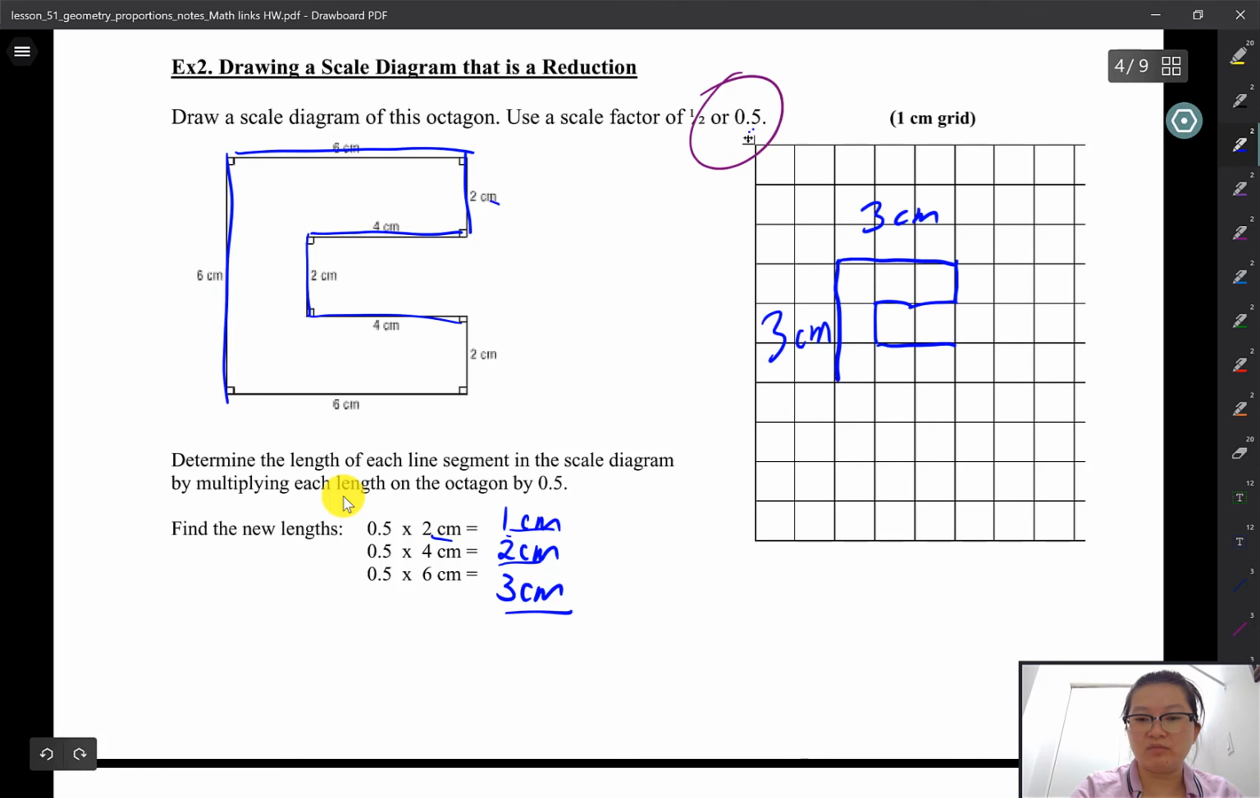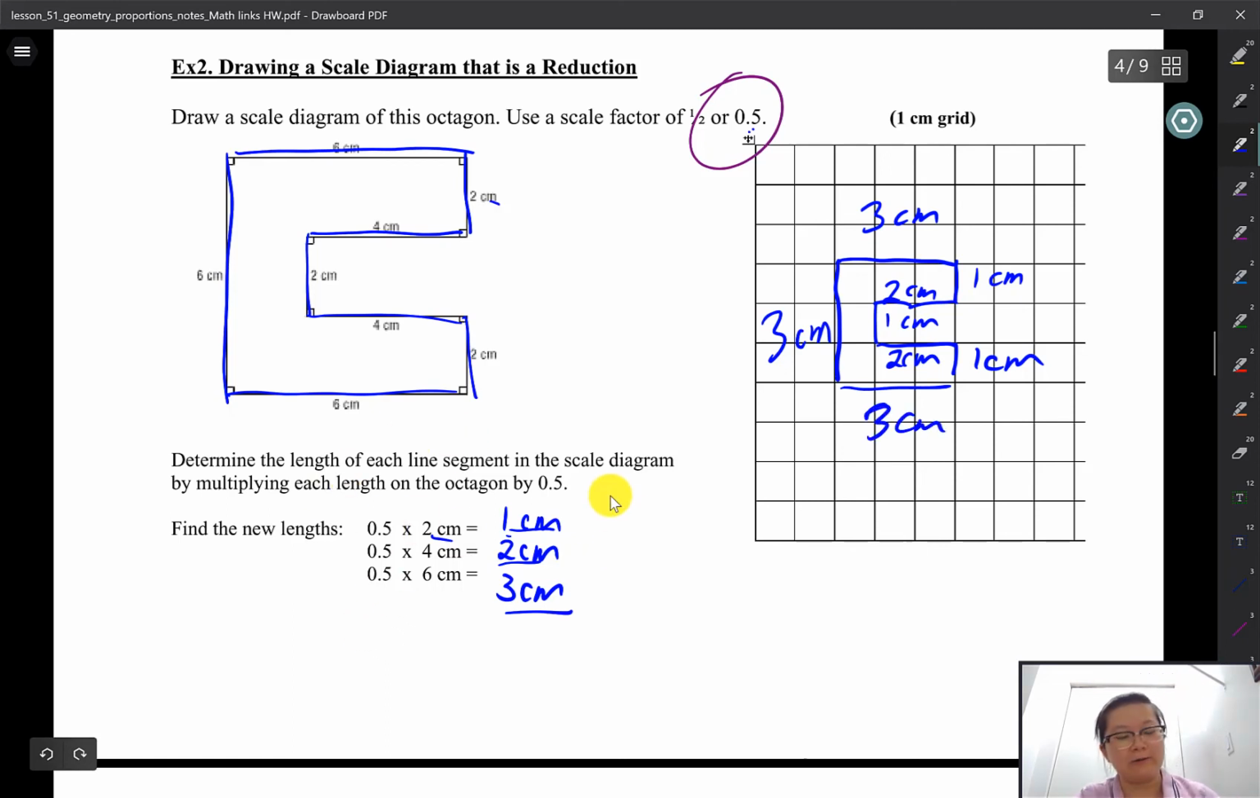We can pretty much complete it. But I'm just going to write all of these values here for your reference. That's 1 centimeter. And this goes down by 2 centimeters, which scales to, whoopsies, not that one. 2 centimeters scales down to 1 centimeter. So that's this one. And last but not least, 6 centimeters across, which scales down to 3 centimeters. All right. It wasn't too bad, was it?